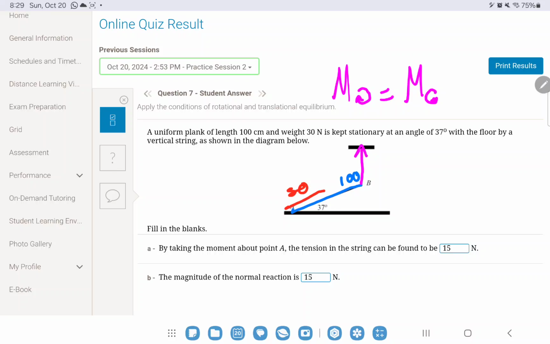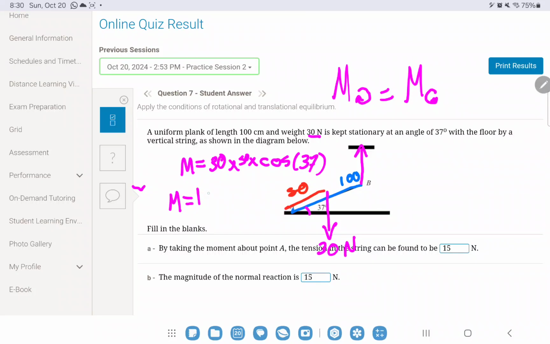So we need to find the weight. There's a weight acting on it. So we need to find the moment of the weight, which is 30 newtons. We know that this is an inclined plane, so we have an angle. So the moment equals the weight times distance times cosine of your angle, which is 37. Distance is 50. Weight is 30. So 30 times 50 times cosine 37 gives moment equals 1198. We're gonna round it up to 98.